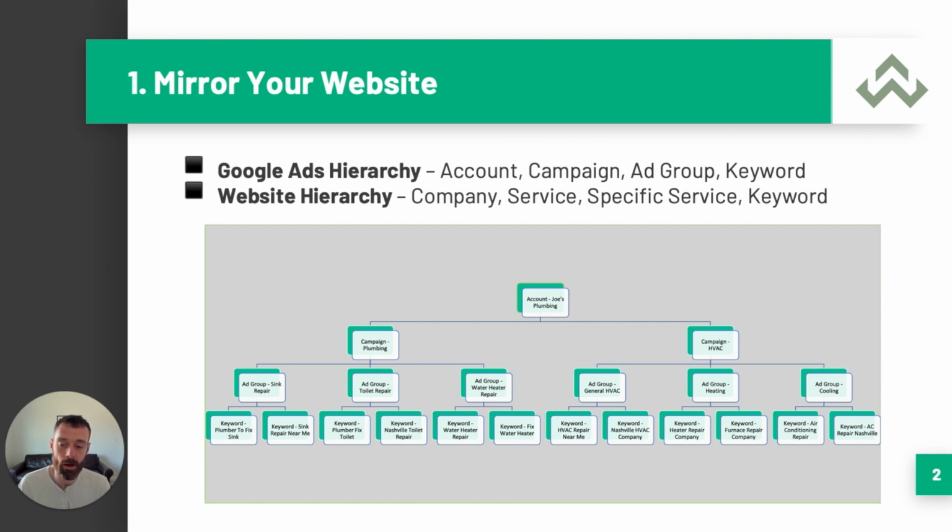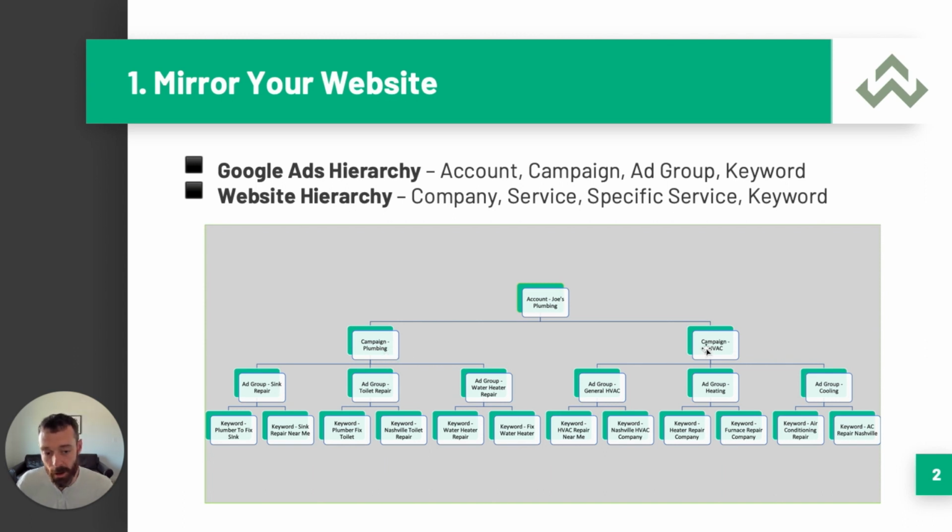They just, in a nutshell, start with the company, then the service or the broad service, then the specific service at the third level, and then words to describe that service under it. So this is just an example of how you would structure both a website and a Google Ads account. We're using a fictitious company, Joe's Plumbing. That's going to be the account, or the top level. Under that, Joe's Plumbing offers plumbing and HVAC services.